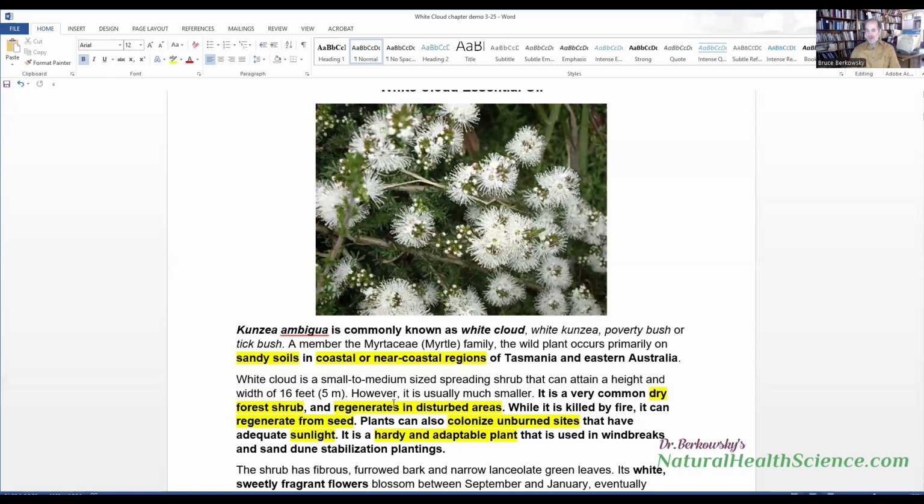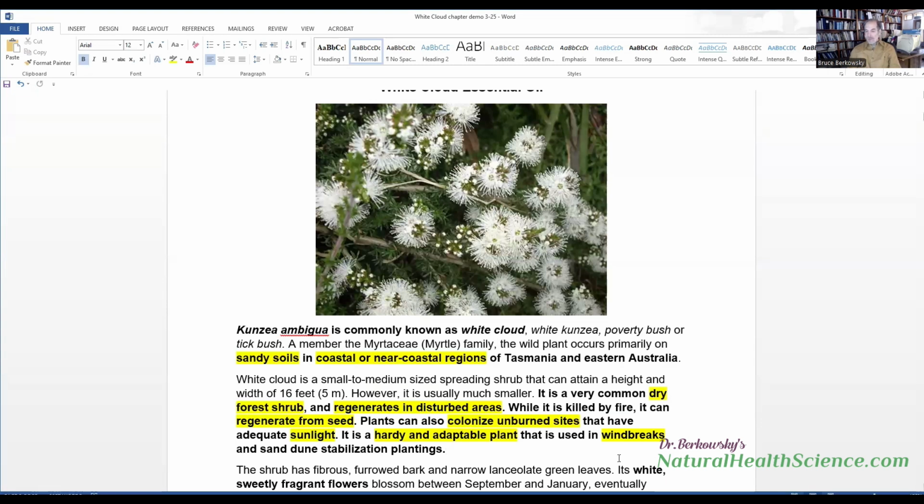But in order to regenerate in a disturbed area, it has to be moved there. It needs some action. It needs some yang in order to facilitate the yin. So it's a hardy and adaptable plant, which tells you it has this sort of yang animal quality. That's used in windbreaks. In other words, it can resist. It has a resisting power. The old-time naturopaths, old-school naturopaths, refer to immunological action as basically two things: resisting power and recovery power, the ability to resist and the ability to recover.